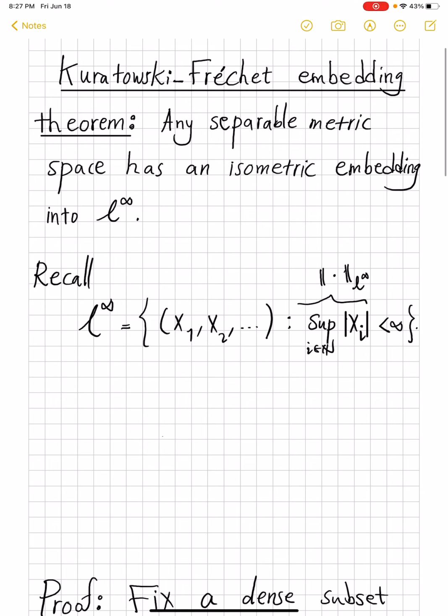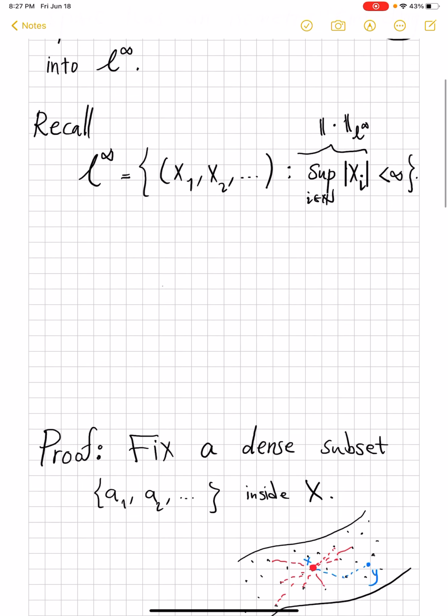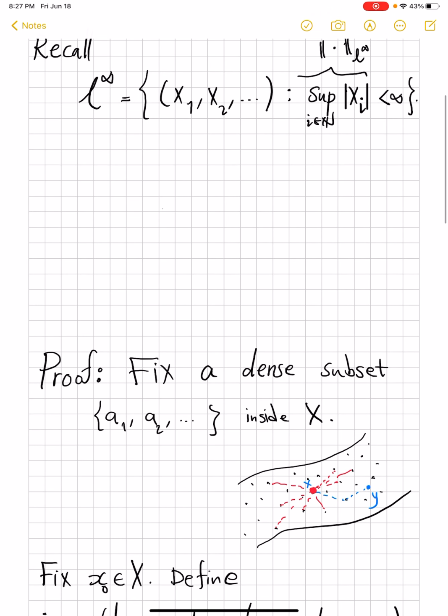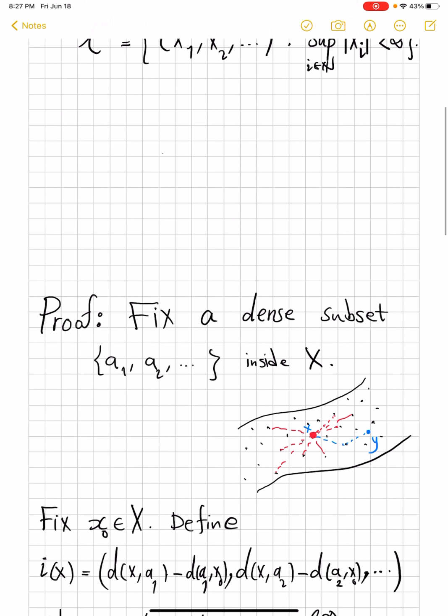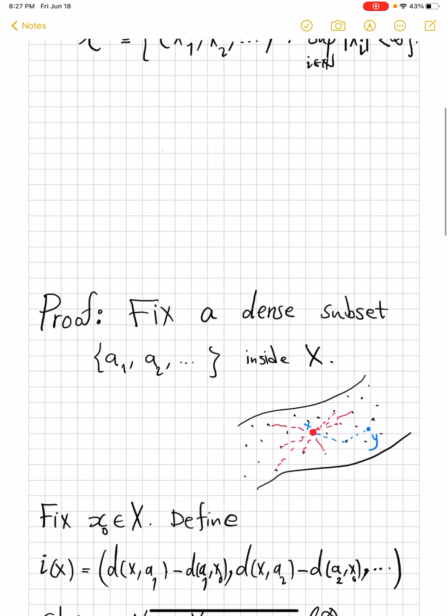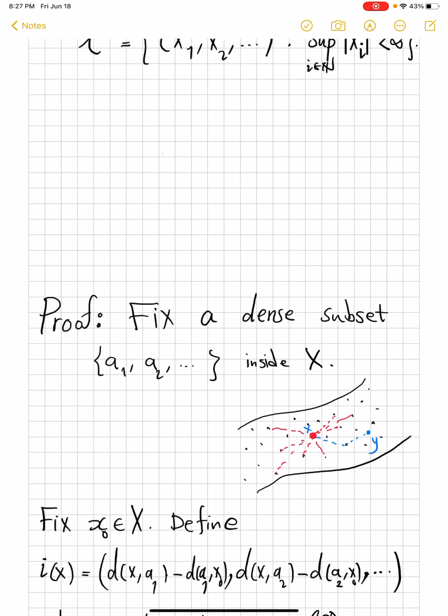So L infinity is the space of all real valued sequences that are bounded, and that supremum of entries is defined to be the norm. It's a complete normed space, so it's a Banach space. But L infinity itself is not separable. It's a huge space. So the way we prove this is we fix a dense subset of the space X.